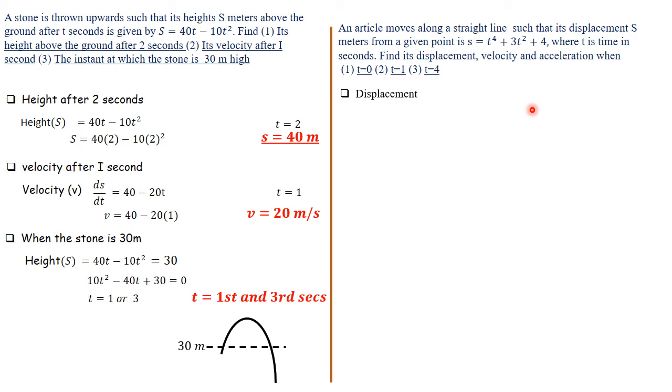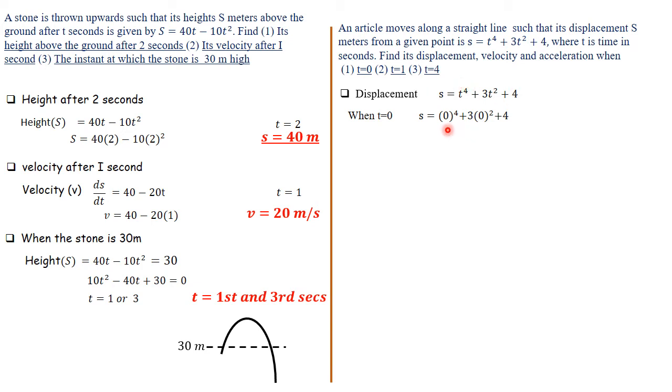For displacement, we are just asked where is a stone at t equals 0? Where is it at t equals 1? Where is it at t equals 4? Therefore, we're just going to replace t with 0, 1, and 4 to get the respective positions of this particle at those given seconds. As we begin, since that's a displacement time function, when t equals 0, put the value of 0 in this.